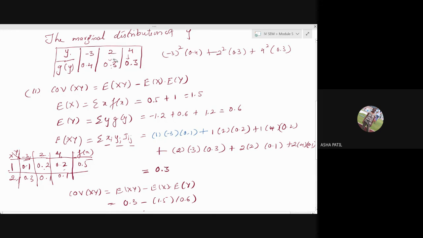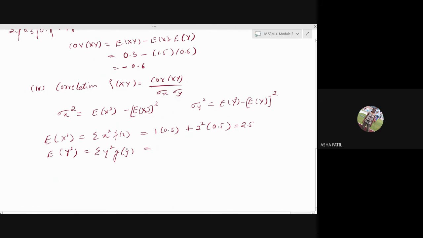What's the value? 9.6. Minus 3 whole square into 0.4 plus 2 square into 0.1 plus 4 square into, sorry, not 0.1, this is 0.3, and here again 0.3. Check the value, this is 9.6.